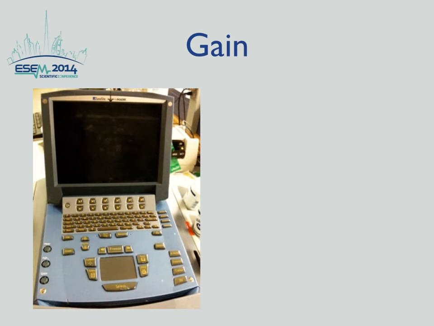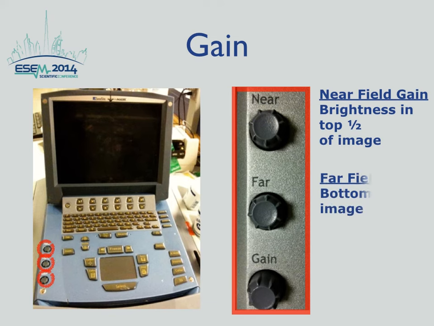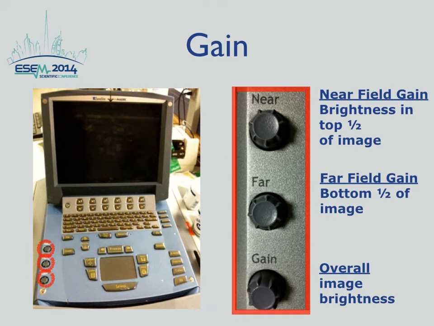The gain button is important to adjust the brightness of the image that you produce. In this machine, you will find 3 different gain buttons that you can use to adjust the brightness of the image. The near field gain will adjust the brightness in the top half of the image. The far field gain will adjust the brightness of the bottom half of the image, and the overall gain adjusts the overall image brightness.